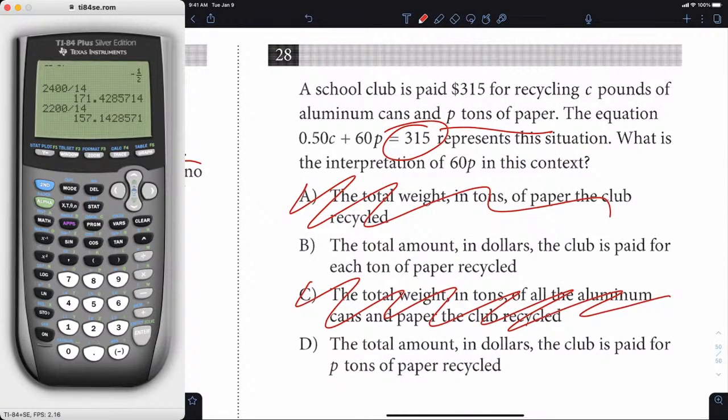What is the interpretation of 60P? Oh, okay. Hold on. They said, what is the equation of 60? What is the interpretation of 60P? Okay. That means the answer is D.